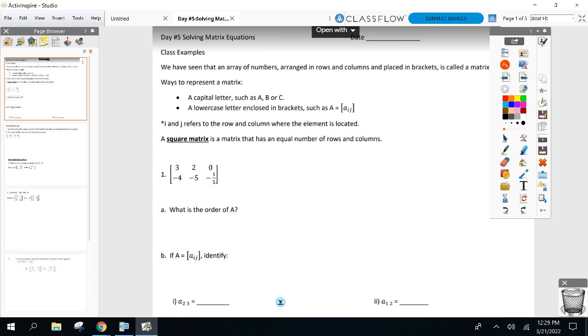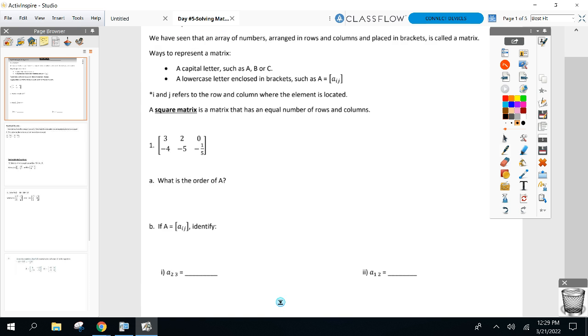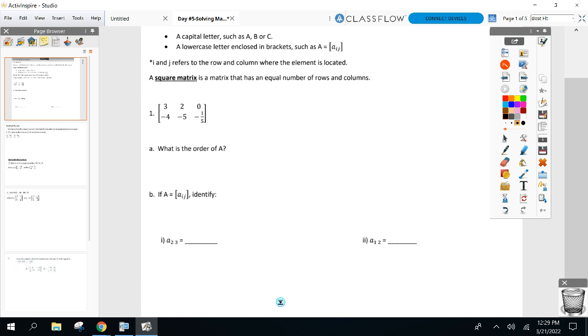Before I show you the new stuff, which really isn't that new today, quick review of where we've been here. So if you look at this first one, part A is what's the order of A? Yeah, we do need to know what that word means. I can't help you on Thursday if that word's there. Order is the same thing as what's the size of the matrix, what's the dimensions.